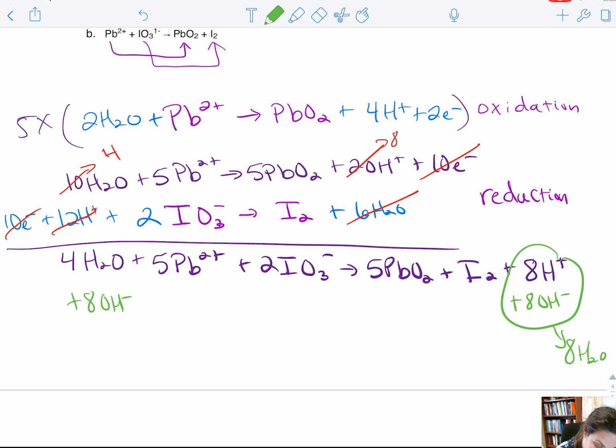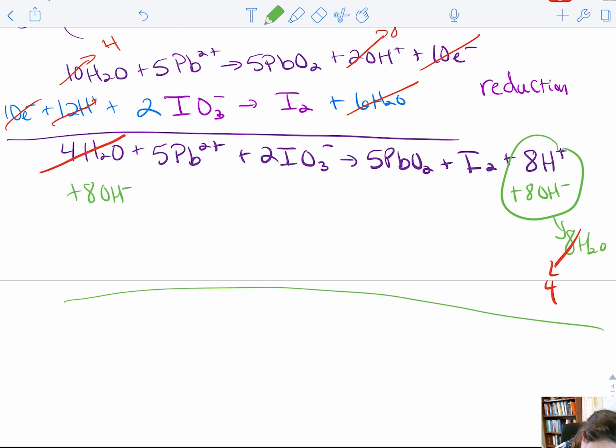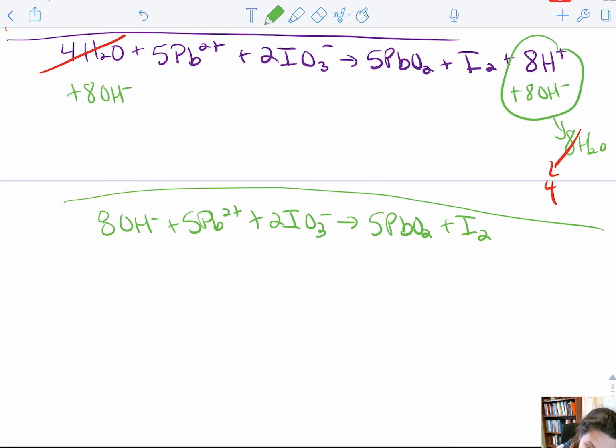So we will cancel out 4 of the waters here, and we will combine in our total equation to give 8 hydroxides plus 5 Pb2 plus 2 IO3 minus goes to 5 PbO2 plus I2 plus 4H2O.